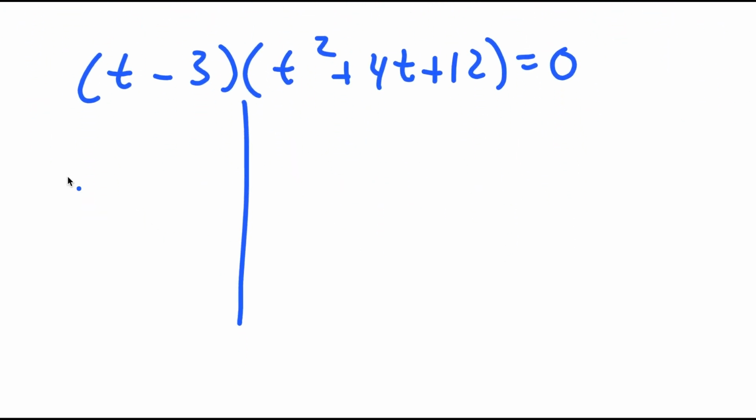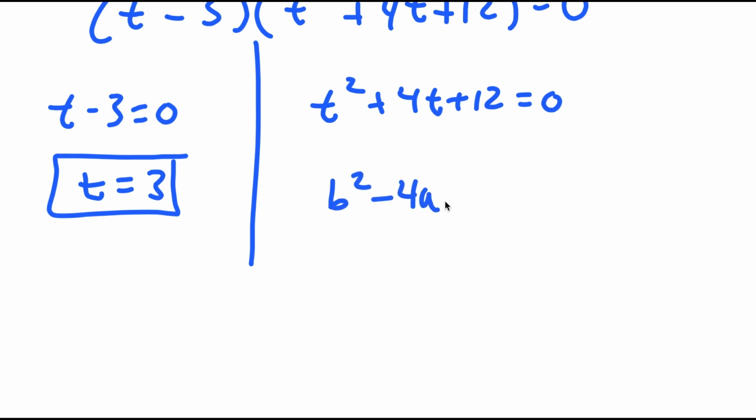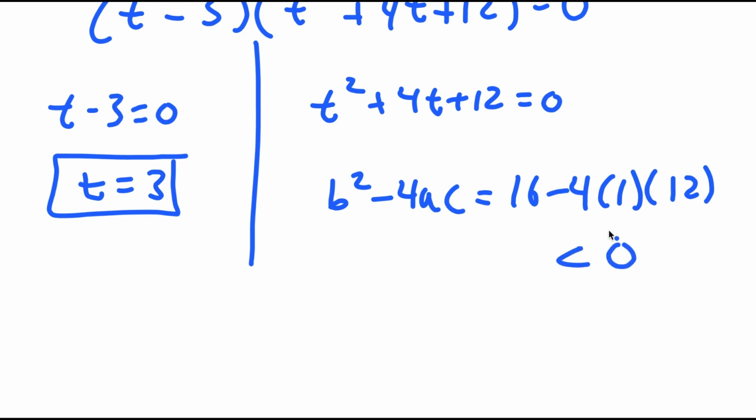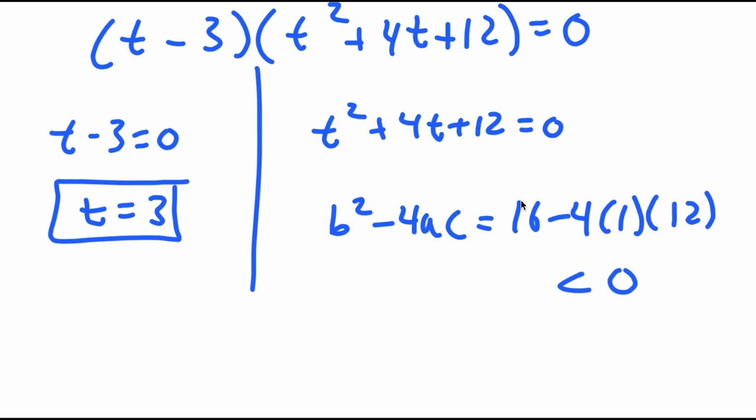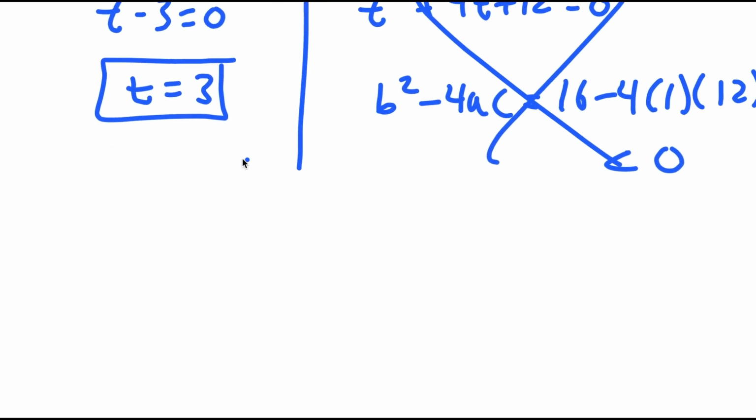Meaning, I have two equations. I get t minus 3 is equal to 0, and t squared plus 4t plus 12 is equal to 0. So obviously, we already know that t equals 3 is a solution, but for t squared plus 4t plus 12 equals 0, let's first do b squared minus 4ac to see if there's even any real solutions. b squared is 16. I get 16 minus 4 times 1 times 12. And this is less than 0, meaning this is a negative value, and you can't take the square root of a negative number for a real solution, so there's no solution for this. Meaning t equals 3 is my only solution.